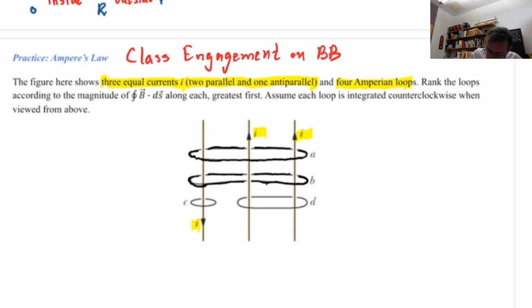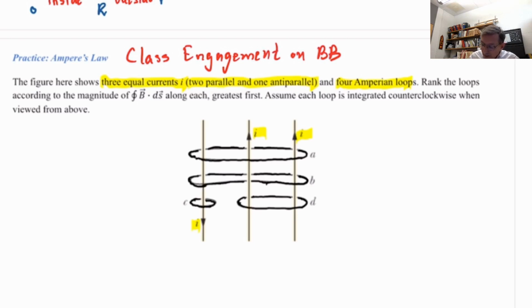Here's loop C, a nice little circle. Continuous in the front, so it's in front of the wire, and there's a gap there so that it's behind the wire at the back. And here's loop D. Continuous in the front, so it's in front of the wires, and then gap, so behind, gap, behind. Those are the 4 Amperian loops. 3 wires, 4 Amperian loops, labeled A, B, C, and D.